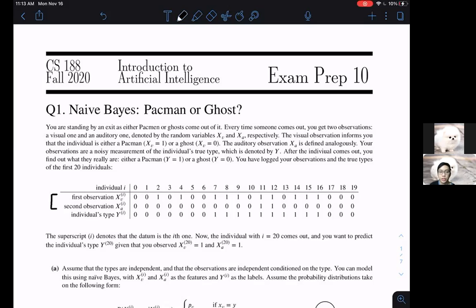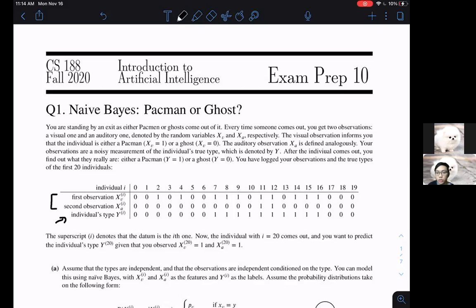And both of these observations are independent of each other. If you see something, you might have some cue that it's a Pac-Man or a ghost, or if you hear something, you might have a different inclination about the same thing. We also classify each sample by its actual type. So this yi is the actual true type of the thing coming out, either actually a Pac-Man or actually a ghost.